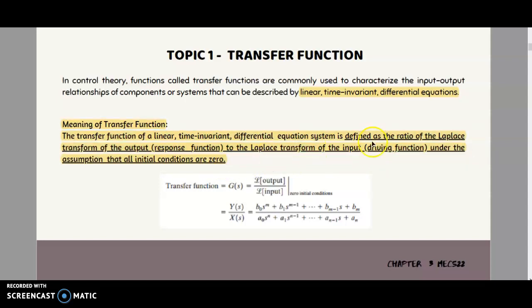So there are three items, three things to consider in the transfer function. First is the output, second is the input, and then next is that the initial conditions are zero. So this one is the equation for the transfer function: output divided by input. You can write it in terms of a polynomial equation.